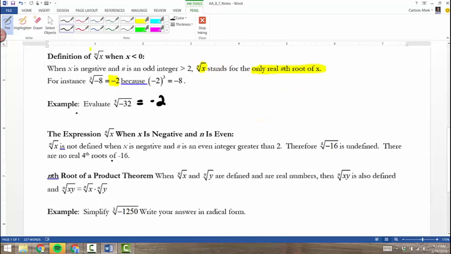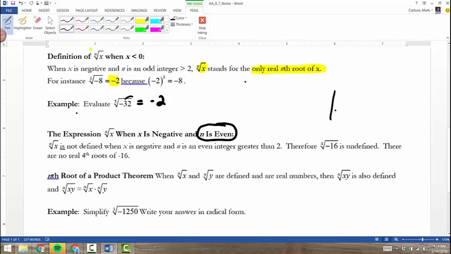Now we want to look at the exact same thing, the nth root of x, when x is negative, but this time we're going to say, well, what if n is even? How does that work? Well, if I think about the nth root of x, it's not defined when n is even and x is negative.